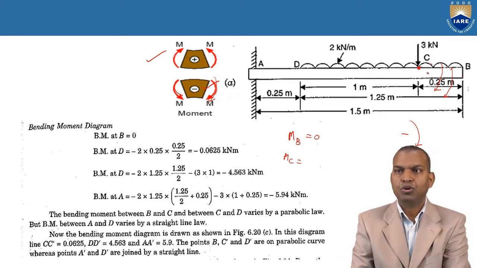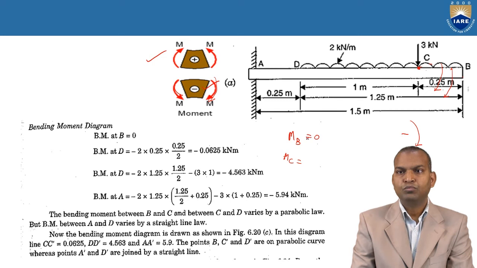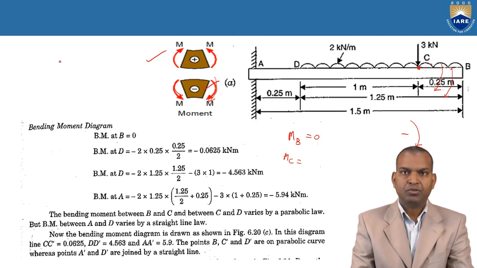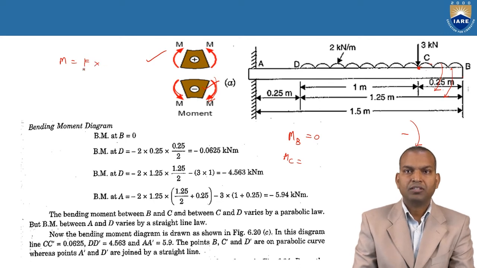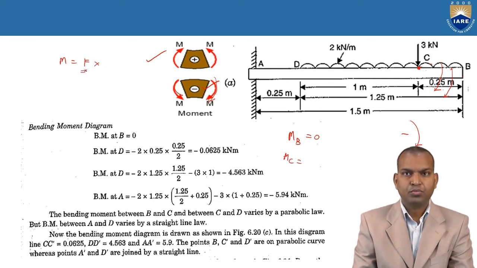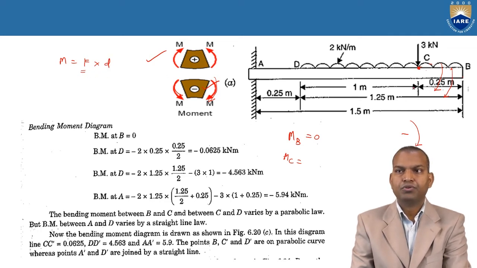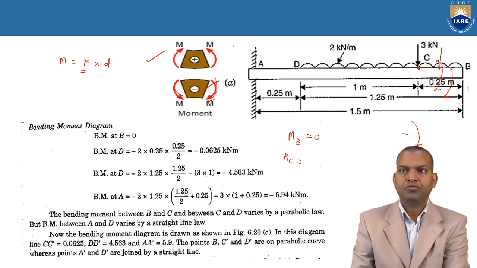Now, how much load is acting? What is the moment, what does moment mean? Moment means force passing through the centroid of the body, or through the point, into the perpendicular distance to that point. Now here, what is the force? The UDL is 2 kilonewtons per meter, so 2 kilonewtons per meter into 0.25. How much is acting on this portion? That portion is 2 into 0.25, which is 0.5 kilonewtons.